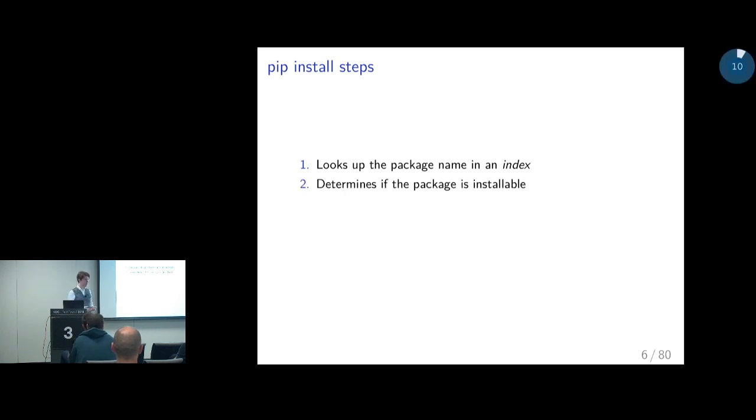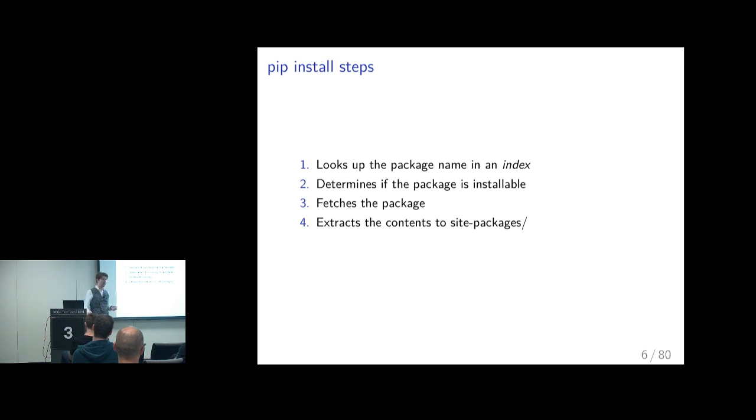Then it determines if this particular package is installable. Is it there, and can I install it? To do that, it looks at the host system, your Python version, and whatever is available in said index. After that, it'll fetch the package, and finally extract the contents of this package into your site-packages directory. That's really it. Most package managers, honestly, work that way.